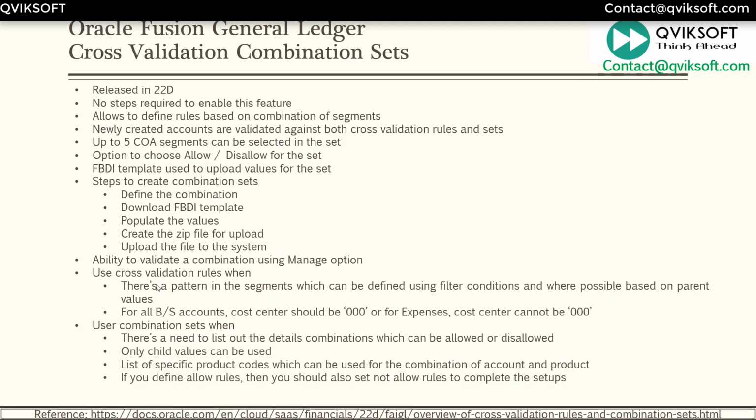Most of the time, I believe, even if the feature is available, people will still be trying to use cross validation rules, because this is very generic in nature. But where relevant, now you have a facility to define combination sets where needed.